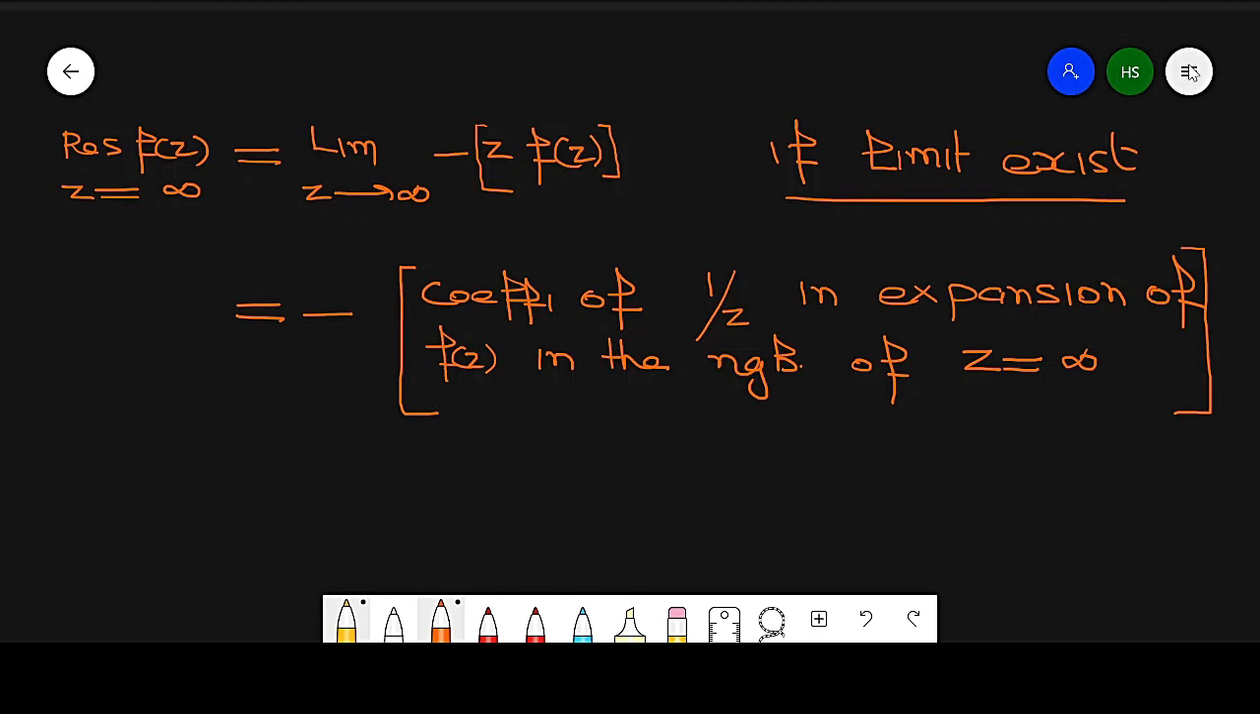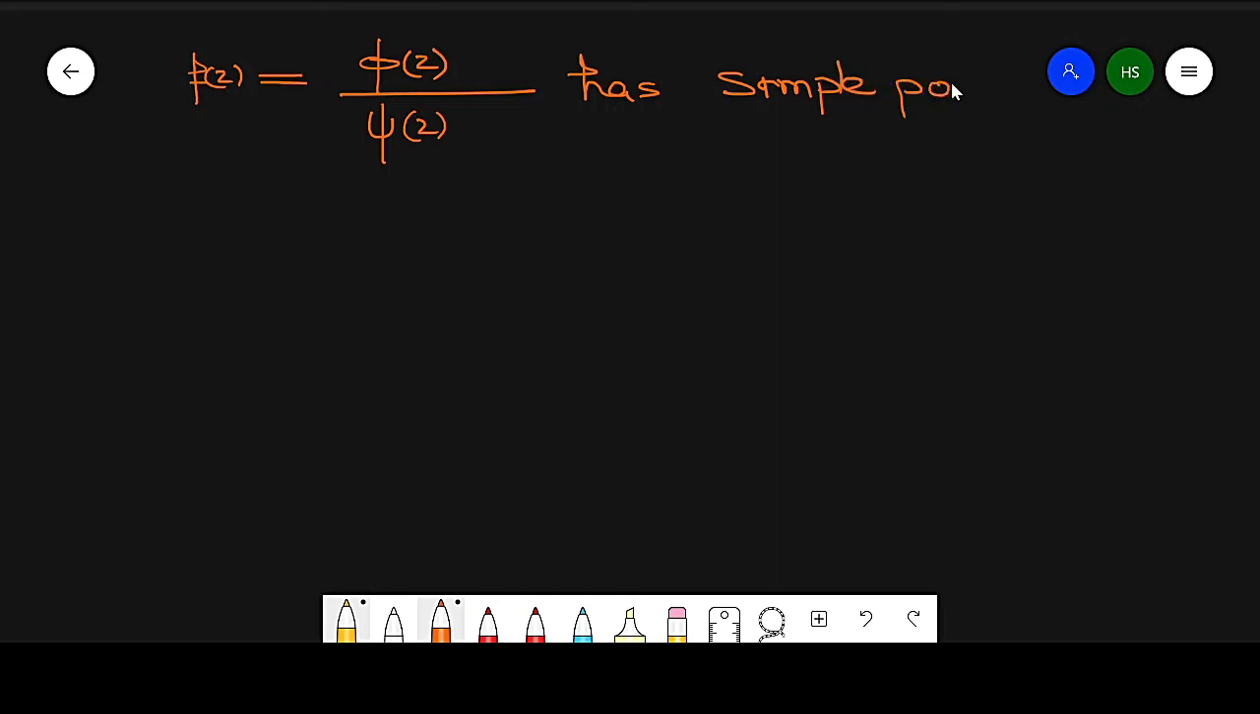First I will take some simple pole to find the residue. For example, if I have a function like tan z, sin z or cot z, in that case how can we find a residue? There is another method: if I have a function φ(z) over ψ(z), which has a simple pole, a pole of order 1, at the point z = z₀.